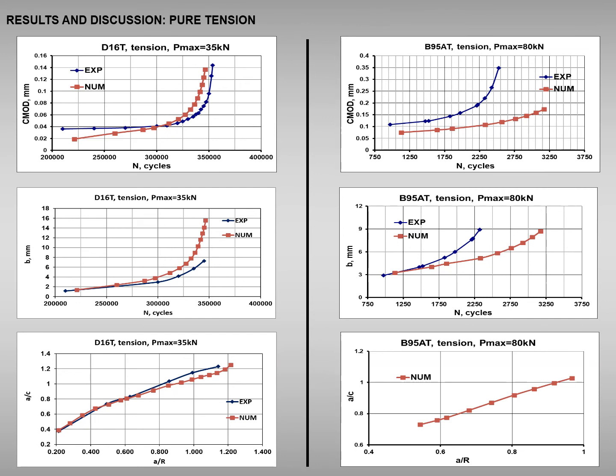The last part of my talk is results and discussion. These graphs show the comparison between numerical and experimental results. On the left-hand side, the graphs are related to D16T, whereas on the right-hand side, they are related to B95AT. The upper graphs show the crack mouth opening displacement comparison, the middle ones the B dimension comparison, and the bottom ones display how the aspect ratio evolves as the crack grows. In general, a better agreement between numerical and experimental results can be seen for alloy D16T.